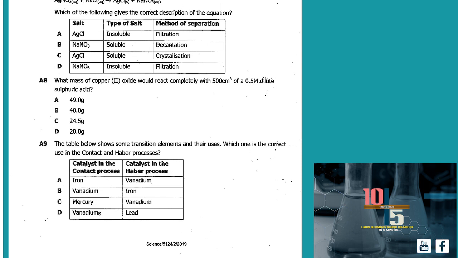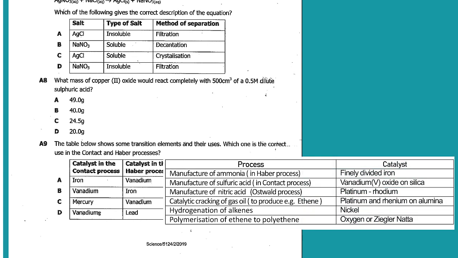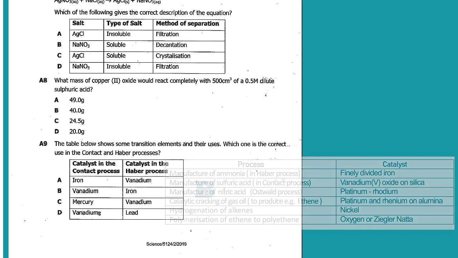So I'll show you just a table showing commonly used catalysts and also the processes in which they are used. And then from this table you can tell that indeed the catalyst used in the Haber process is finely divided iron, and the one used in the Contact process, which is in the manufacture of sulfuric acid, is vanadium. Okay, so our answer here is B.